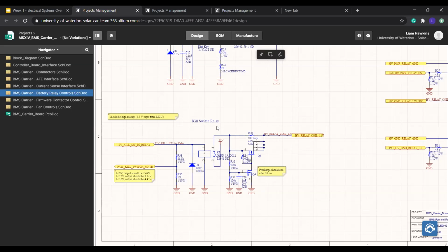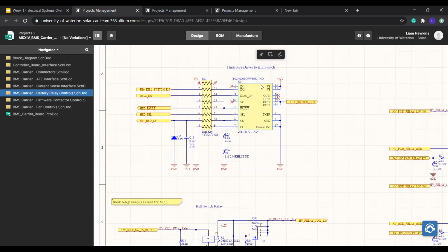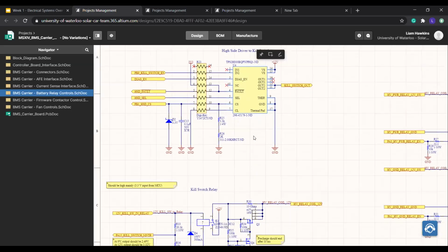The reason that we're using a relay here is that we used to just have a high side driver, but semiconductor devices have a tendency to fail shorted. So if it were to fail, then we wouldn't be able to turn it off. So relays are generally safer for that.